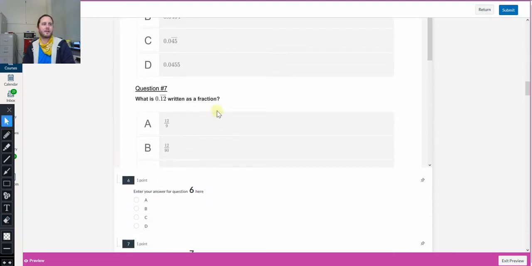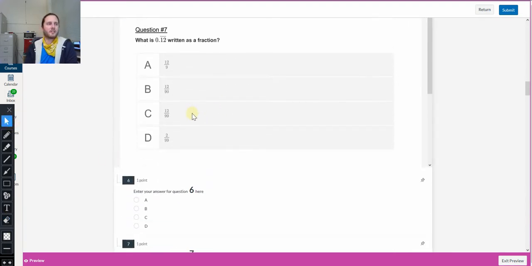For number 7, what is, let's see, 0.12 repeating as a fraction? Remember our notes. If it is a repeating fraction, you're just sticking it over a 99.